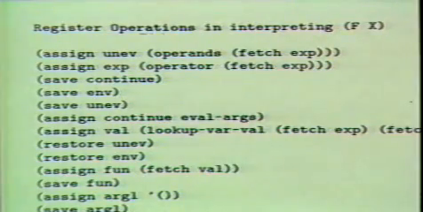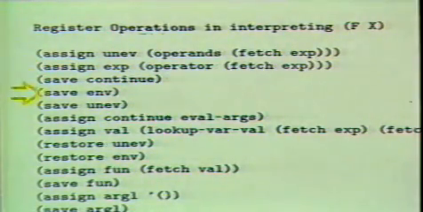For example, here, it assigns to exp the operator in fetch of exp. But see, there's no reason to do that, because the compiler knows that the operator of fetch of exp is f right here. So there's no reason why this instruction should say that. It should say, well, assign to exp f. Or in fact, you don't need exp at all.